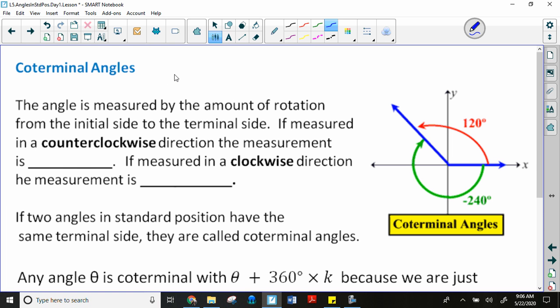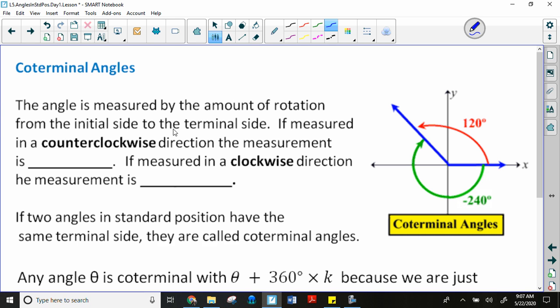So something that is coterminal. Co means like if you're cooperative, if you're in a co-op that you live in, it's where people work together. So coterminal angles have something in common. And the fact is that coterminal angles work together to make a full circle.